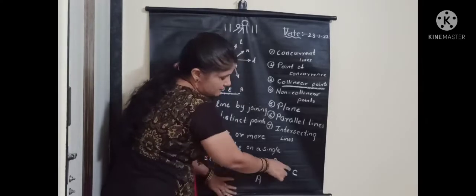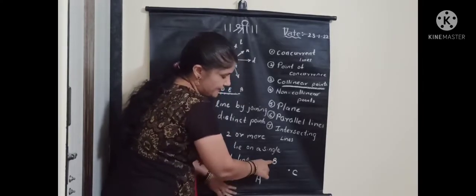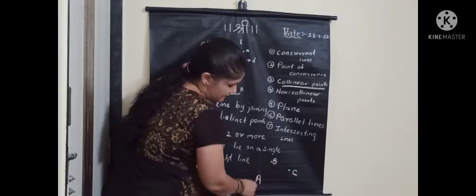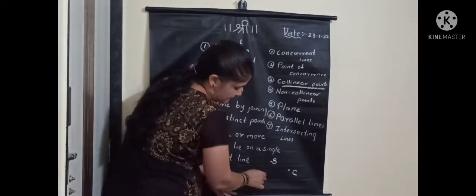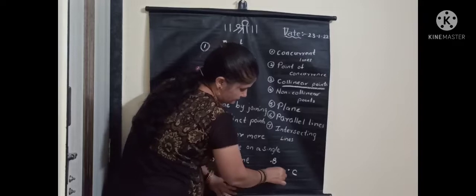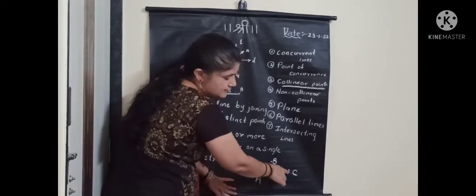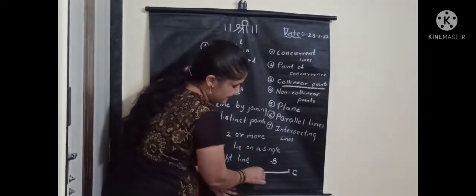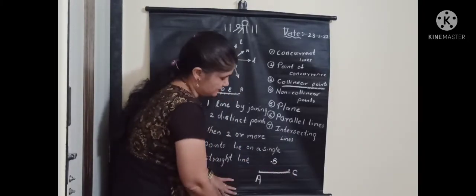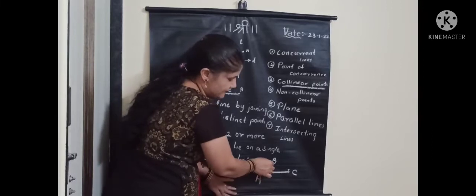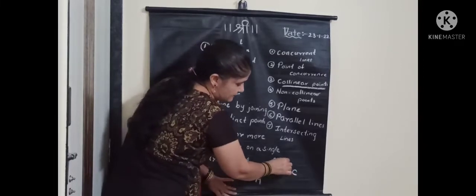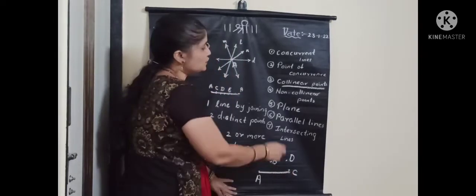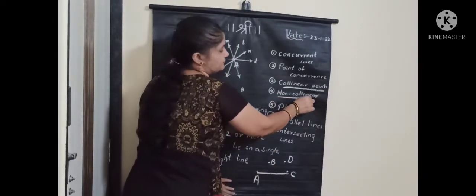Now look here, points A, B and C do not lie on a straight line. Only A and C are on a straight line. So points A and C are collinear, whereas points A, B, D and C all are non-collinear points.